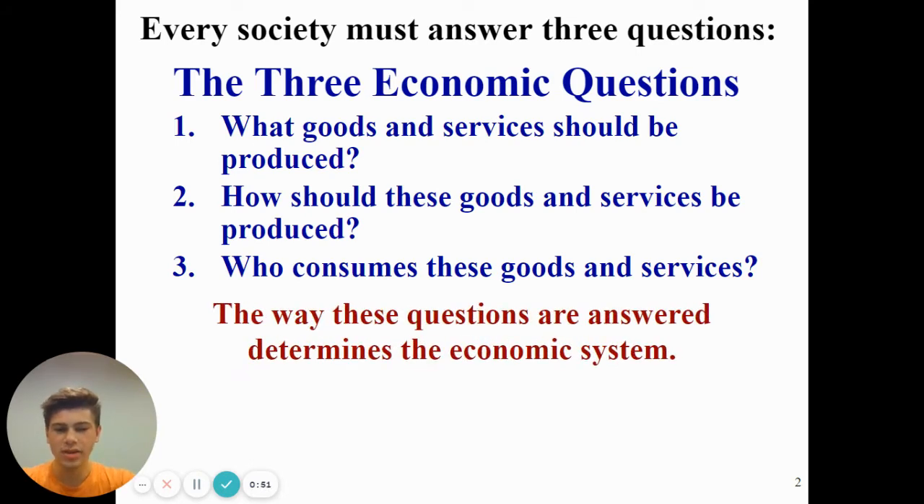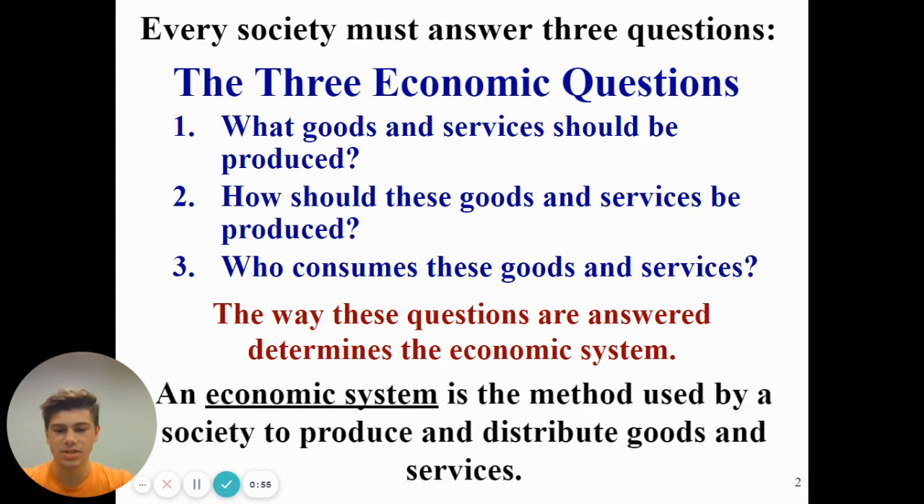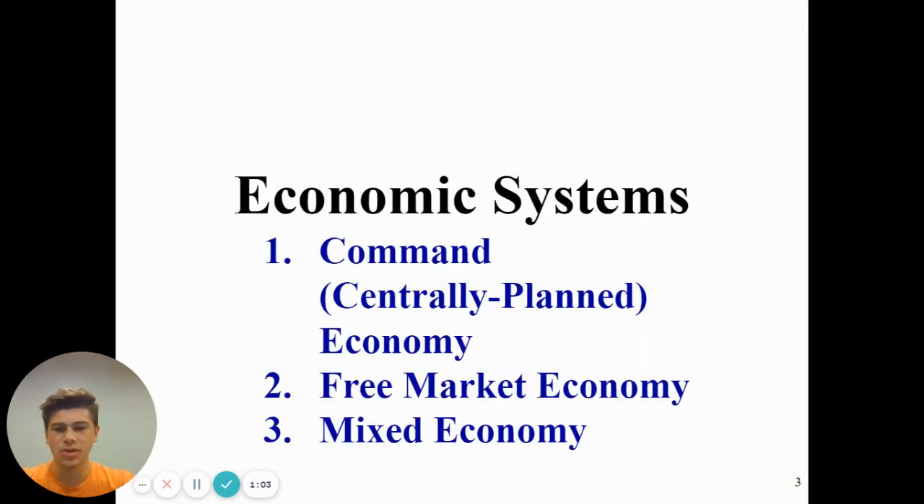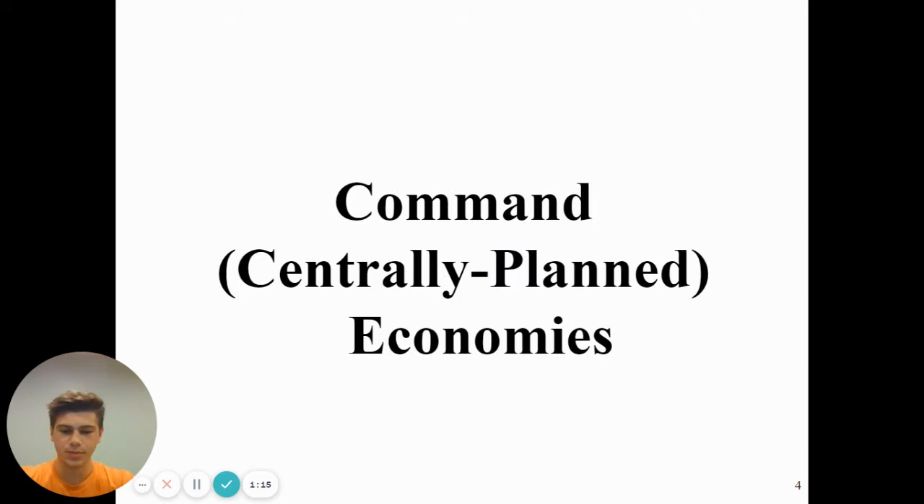And then the way these questions are answered is what determines the economic system. The economic system then is the method used by a society to produce and distribute goods and services. So we're looking at three types of economic systems: number one, the command economy or centrally planned economy. Number two, the free market economy. And number three, the most common, the mixed economy.